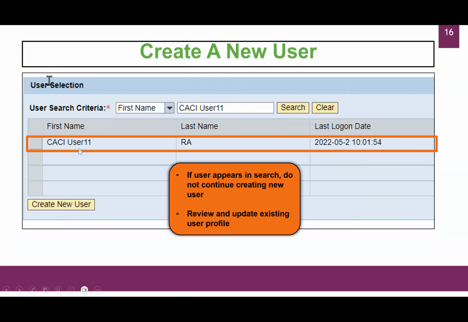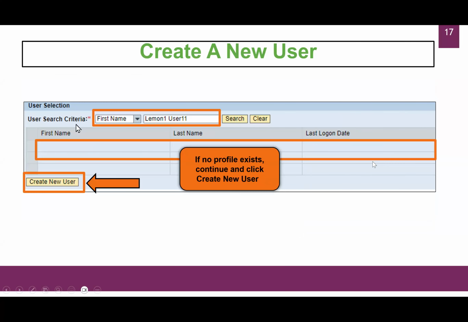Okay, so then once you've entered that information, if the user appears in search, do not continue creating a new user. You'll need to review and update the existing user. So it'll appear that they're already in the system. And if no profile exists, then you will click continue and click create new user.